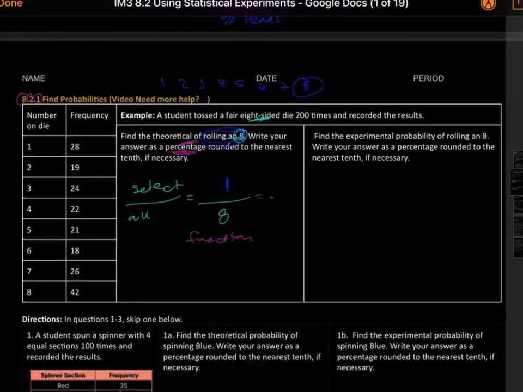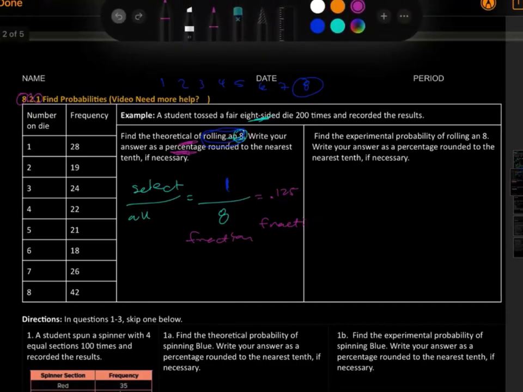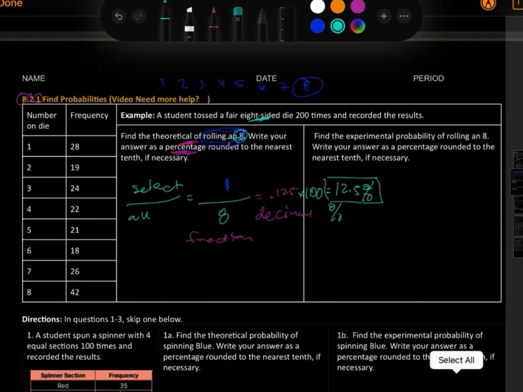So this is 0.125 as a fraction. That's not a fraction. Blah. Good thing there's a right. That is a decimal. And to go from a decimal to a percent, you're going to multiply that number by 100, and we get 12.5% is our theoretical. Okay? All right, find the experimental probability of rolling an 8.